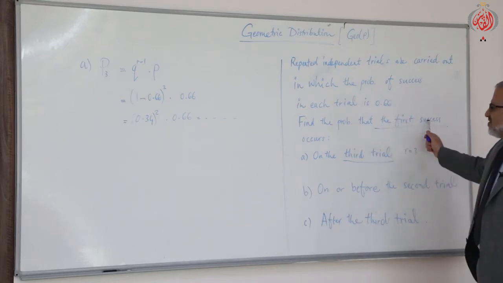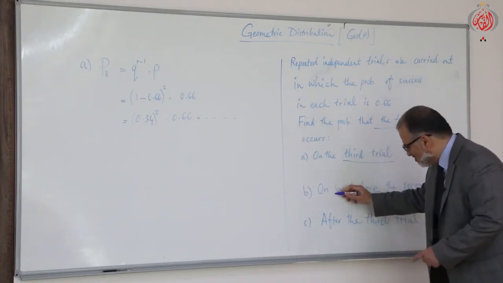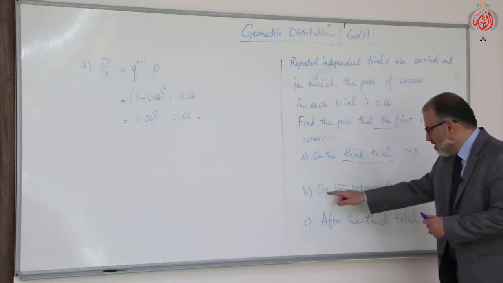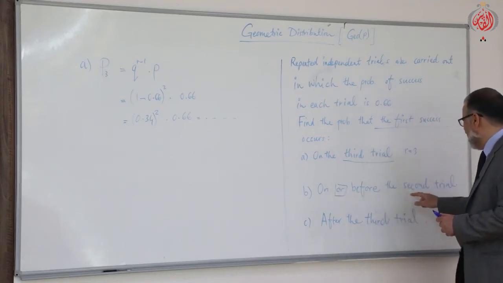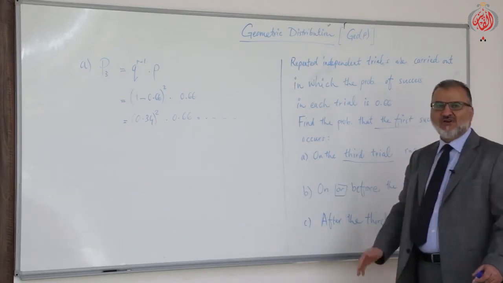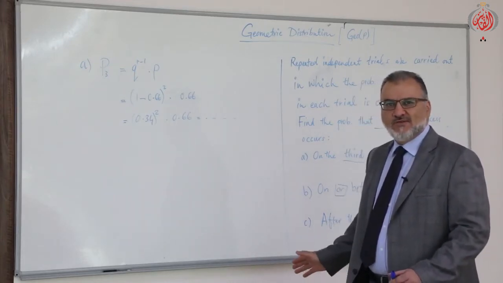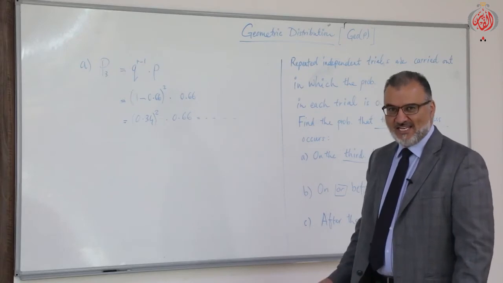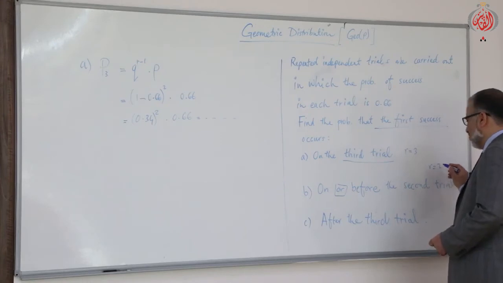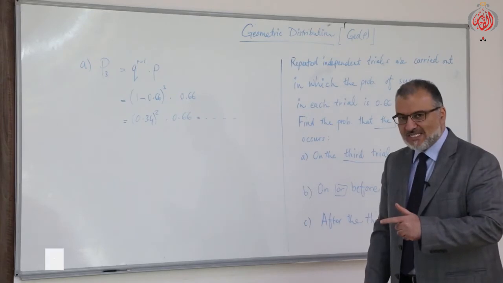Find the probability that the first success occurs on or before the second trial. Always once we have or, it means plus always. On or before the second trial means on the second trial or before. What does it mean before the second? It means the first trial, right? Here on the second trial it means R equals 2. Before, what does it mean? R equals what? 1 and 0 or what?